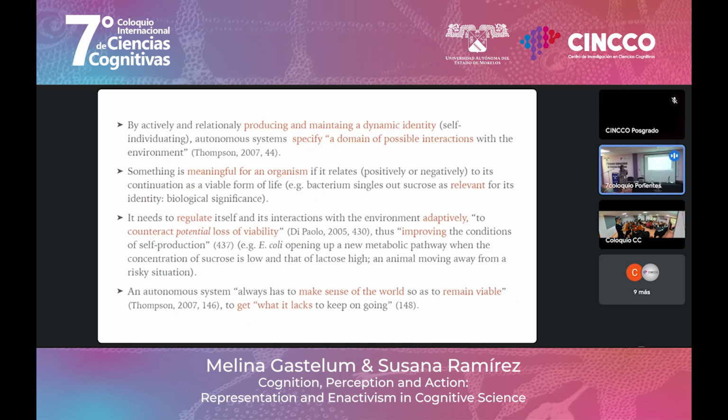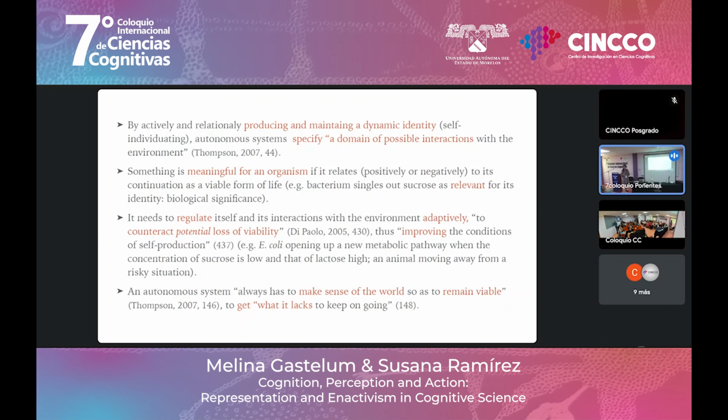So something is meaningful for an organism if it relates either positively or negatively with its continuation as a viable form of life. For example, the bacterium singles out sucrose as relevant for its identity, and it has biological significance for it. For me, food and water are significant because that's how I survive, right? So an autonomous system needs to regulate itself and its interaction with the environment adaptively to counteract potential loss of viability. So it's improving the conditions of self-production.